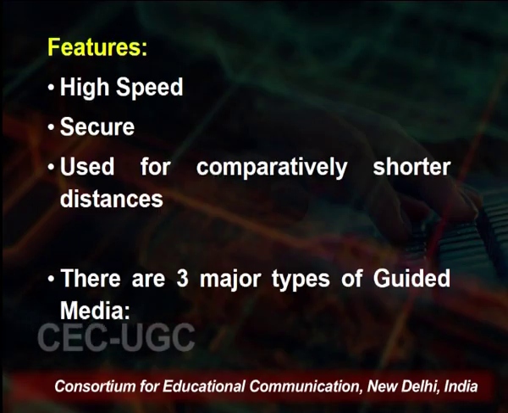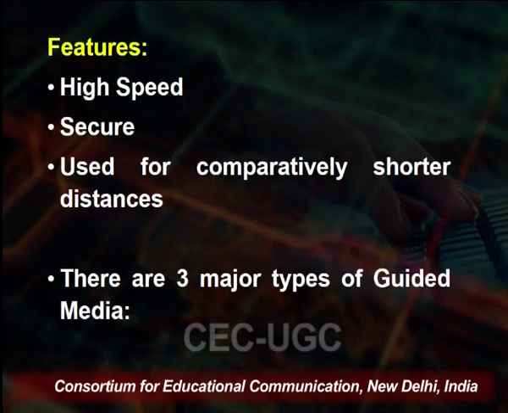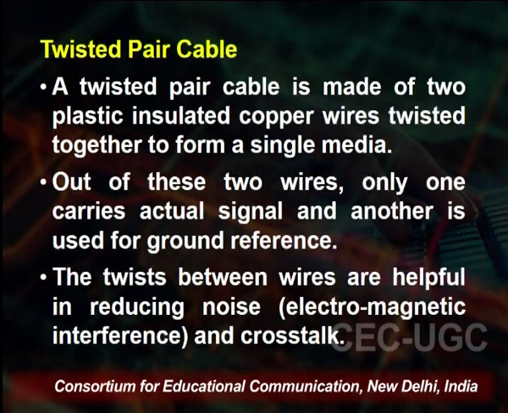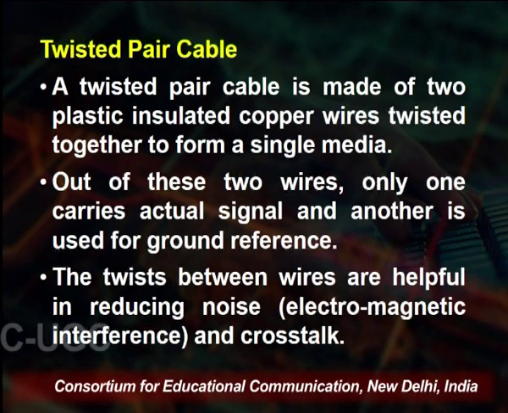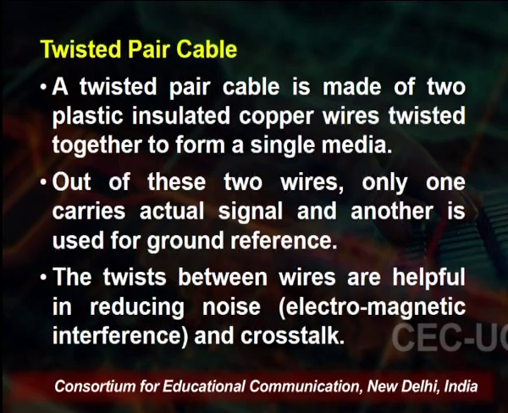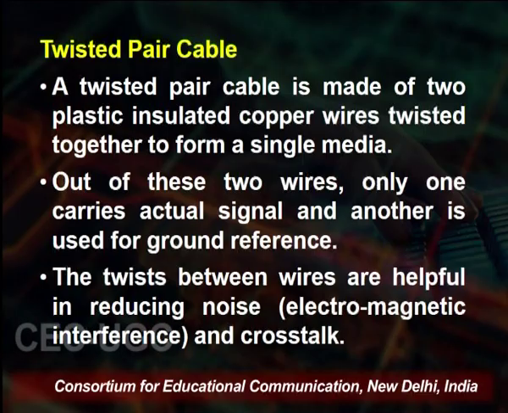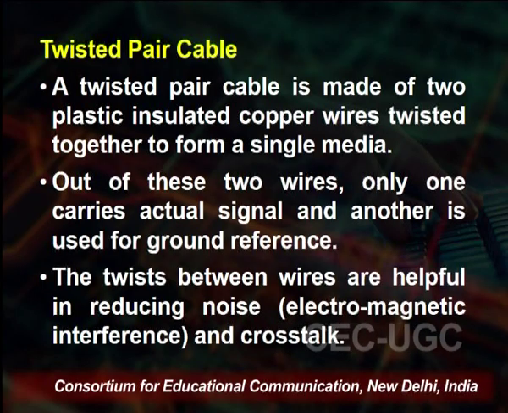So with that category, let us move on to our first type, which is twisted pair cable. You can say it is one of the most ancient, or one of the most legacy ways of transferring data from one place to another. A twisted pair cable is made up of two plastic insulated copper wires which are twisted together to form a single media.